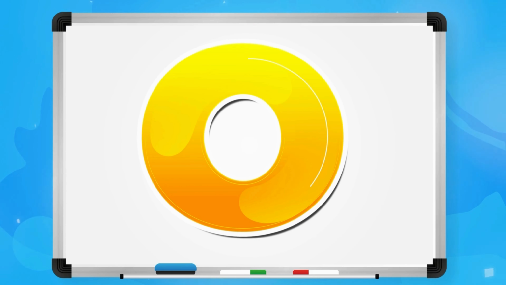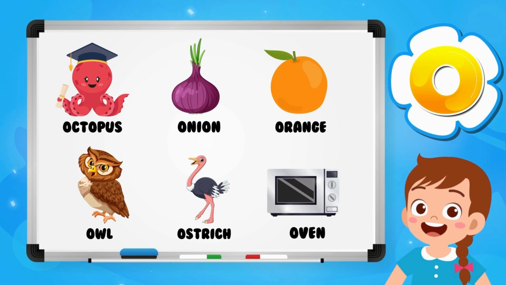O. O is for octopus. O is for onion. O is for orange. O is for owl. O is for ostrich. O is for oven.